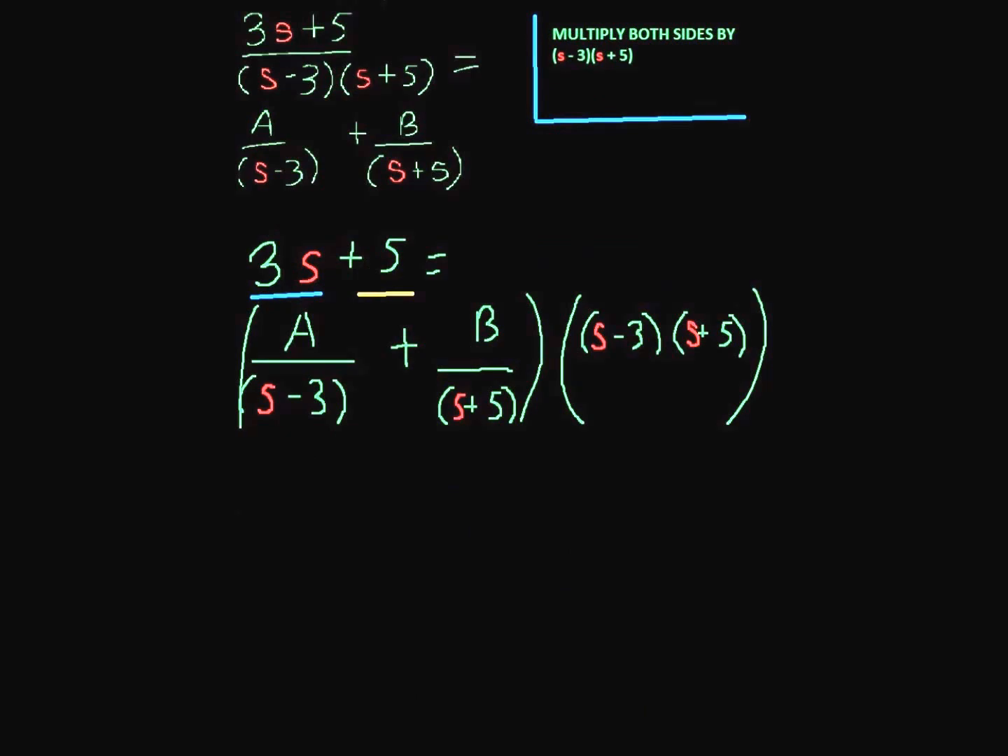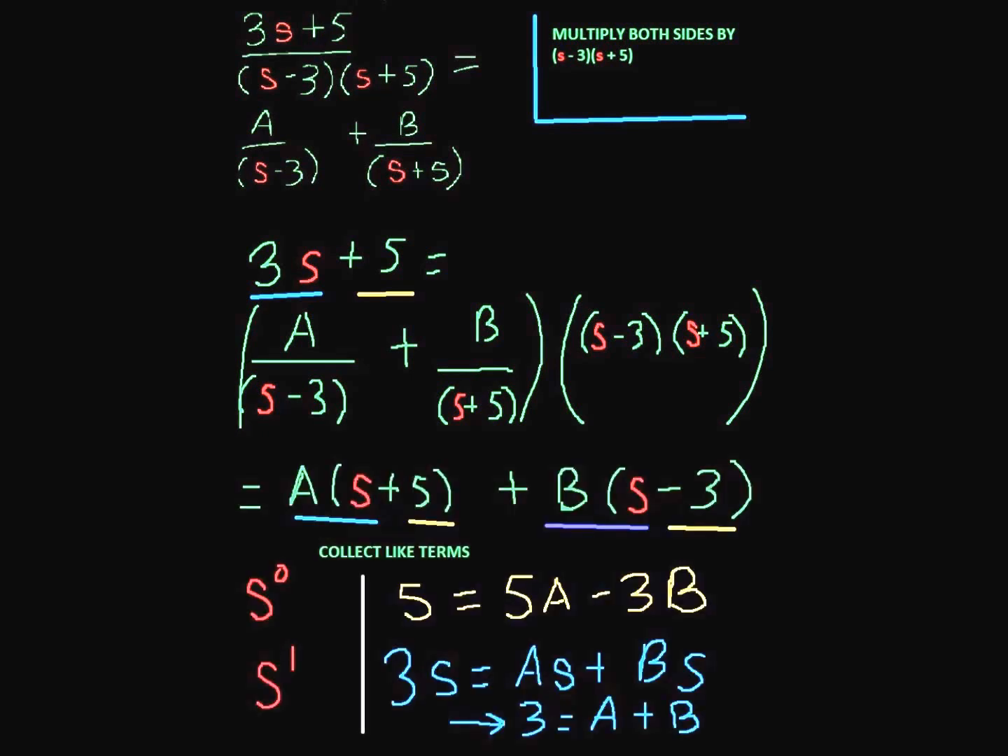Solving for A and B, multiply both sides by the denominator (s - 3)(s + 5). The variable s is red, the s terms are underlined in blue, and the constant terms are underlined in yellow. Gathering the s terms together, you get 3s is equal to As plus Bs, or 3 is equal to A plus B. Gathering constants, you get 5 from 3s plus 5, so 5 is equal to 5A minus 3B.